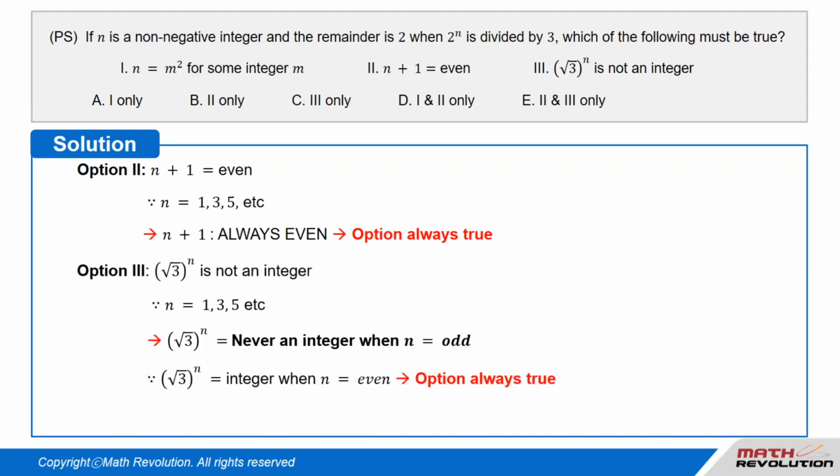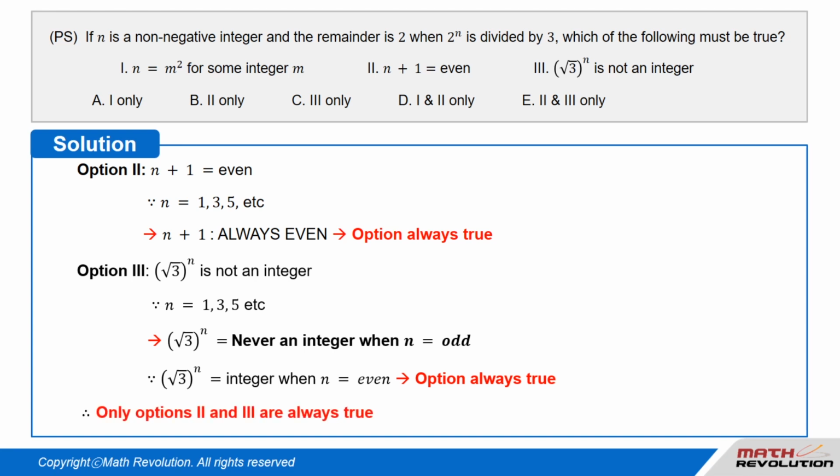Option 3. Nth power of square root of 3 is not an integer. As the possible values of n are 1, 3, 5, and so on, nth power of square root of 3 will never be an integer. This is because for nth power of square root of 3 to be an integer, n has to be even. Thus, this option is always true.